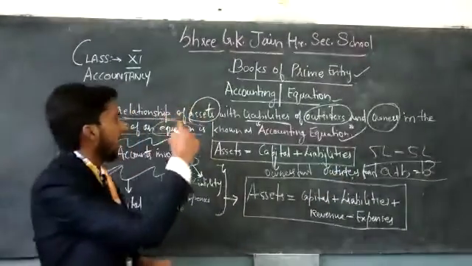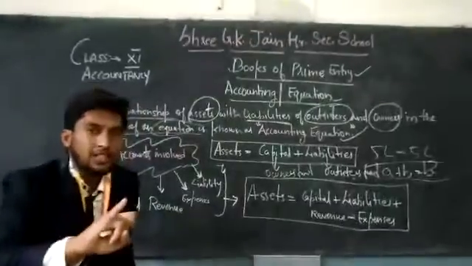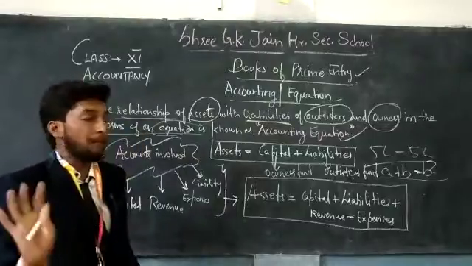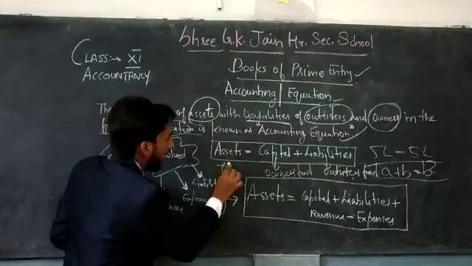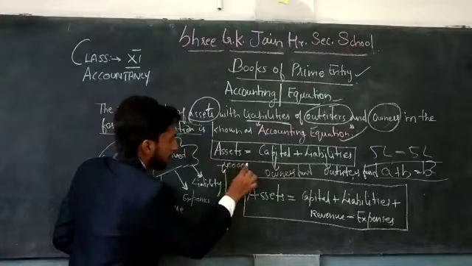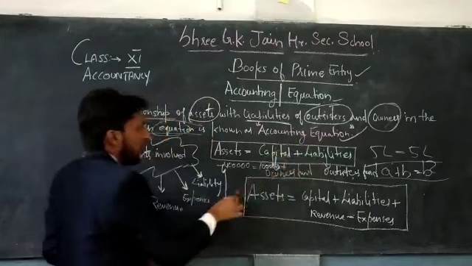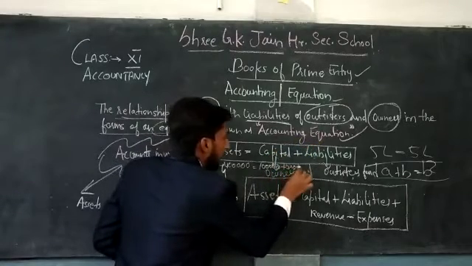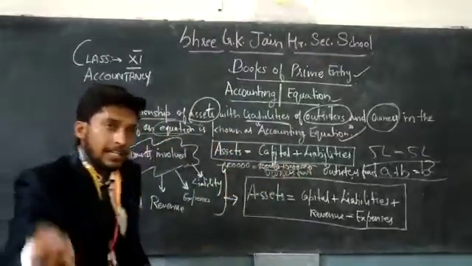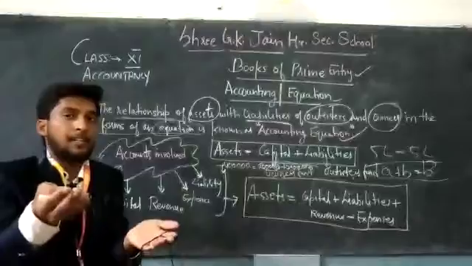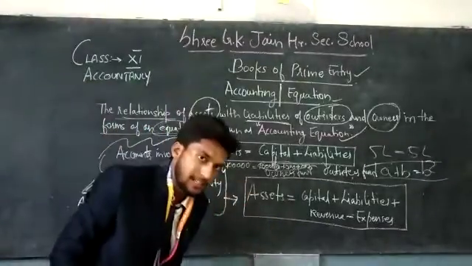Asset is equal to capital plus liabilities. This is a simple equation. Asset should be equal to capital plus liability. When you add this together, it should be equal to this. For example, you have 4 lakh rupees as your assets and 1 lakh is your capital. Then what? Your liability should be 3 lakhs, because this together should be equal to assets. Your capital, when you add in the liability, it should be equal to your assets.